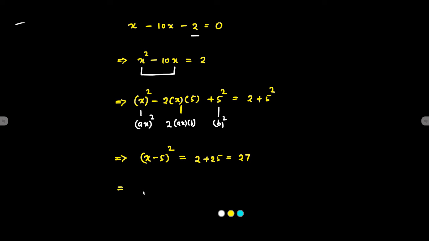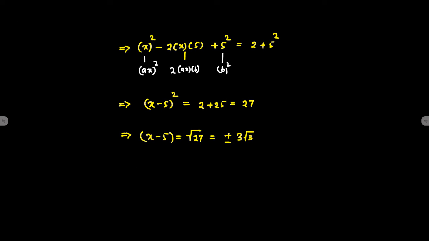That implies x minus 5 is equal to root over of 27. Okay, so which is equal to plus minus 3 root 3. Yes, 3 into 3 is 9, 9 into 3 is 27. So that implies the value of x is, it can be 5 minus 3 root 3 or x is equal to 5 plus 3 root 3. These are the two possible values of x.